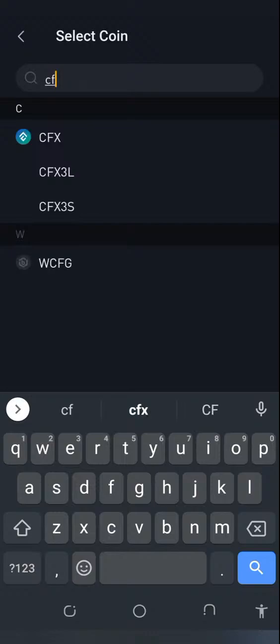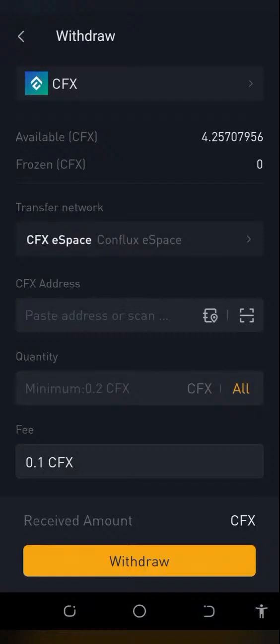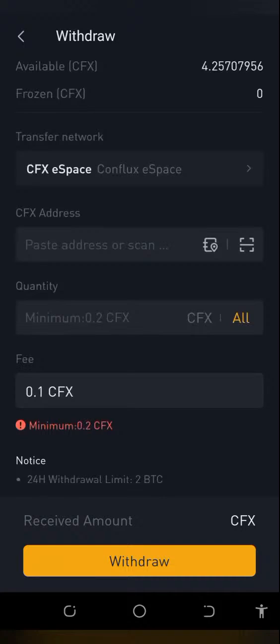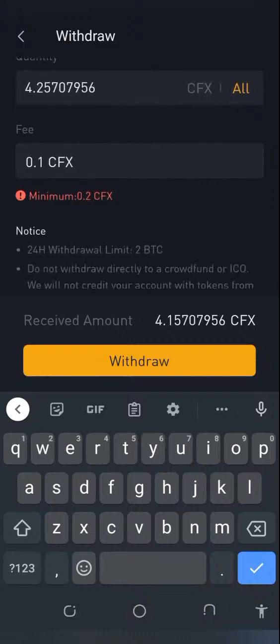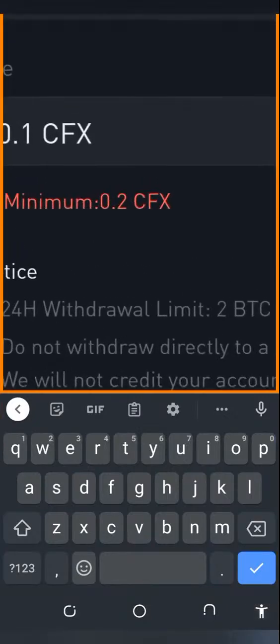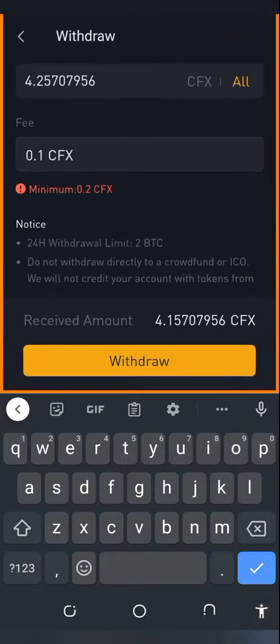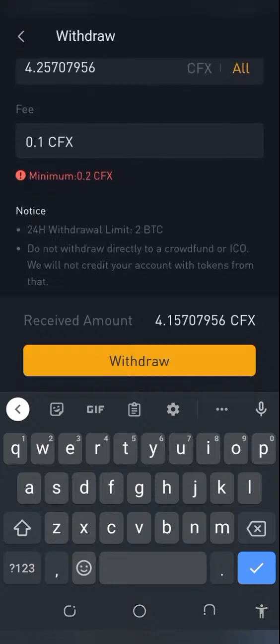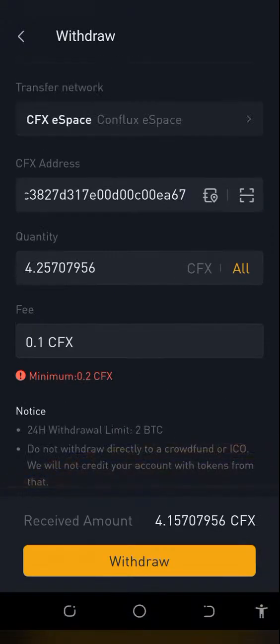So CFX. Let's see. CFX eSpace, of course. And then let's see what we're putting in here. Available? Yeah, everything. All, of course. Let's put in the address. Okay, it said minimum. Minimum is what? Okay, minimum is 0.2 CFX. I've done that. Well, maybe just a little warning. Okay, all. And then we go ahead.